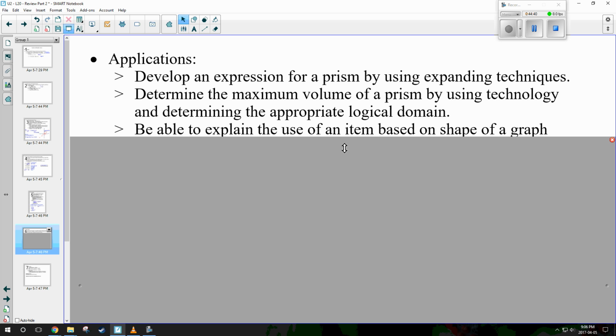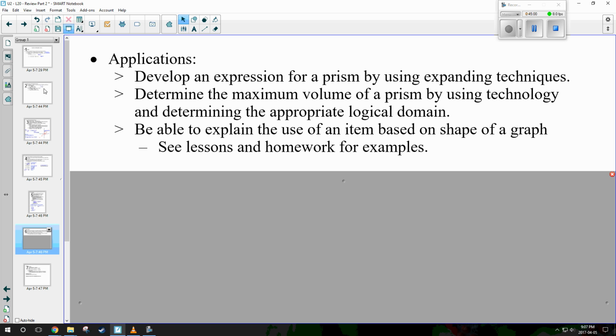The last thing is to be able to explain the use of an item based on the shape of the graph. So if there is the shape of a graph, you should be able to just talk about what's happening in that graph logically with the word problem. And there's a good example of that in that one worksheet from Tuesday.